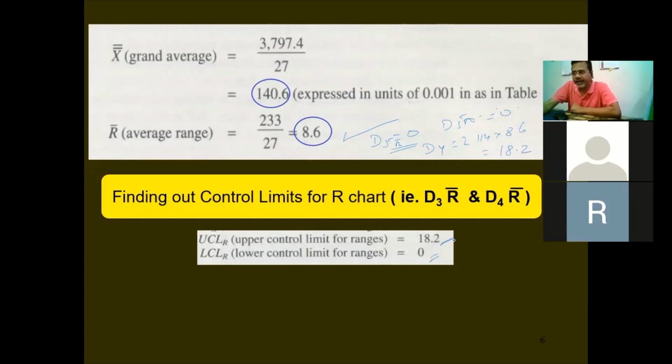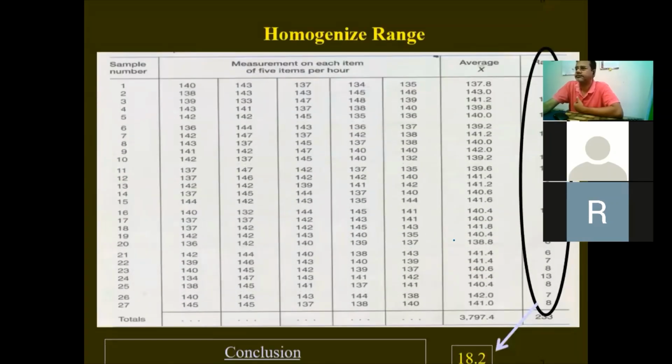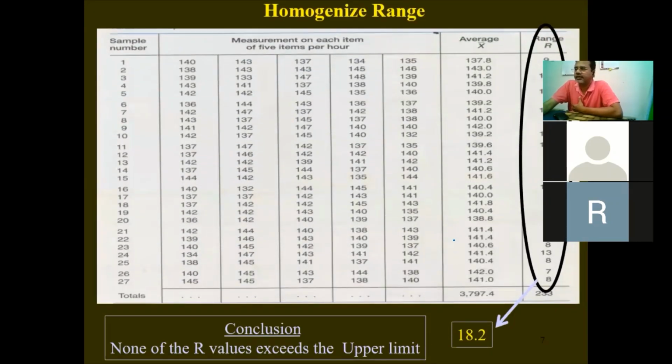Now, indirectly, I am going to explain what is called homogenization. Just see that. Now you have to compare your 18.2 with all R values. I repeat, compare 18.2 with all R values, the ranges. Is anything exceeding?